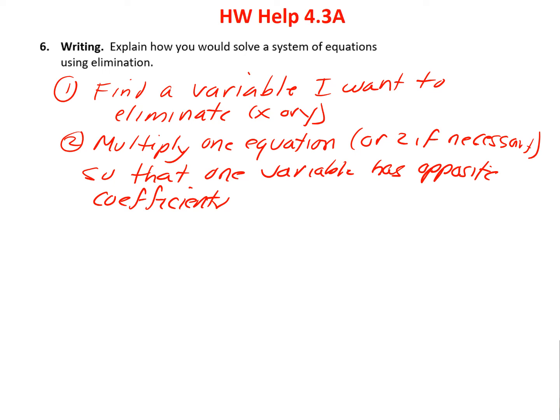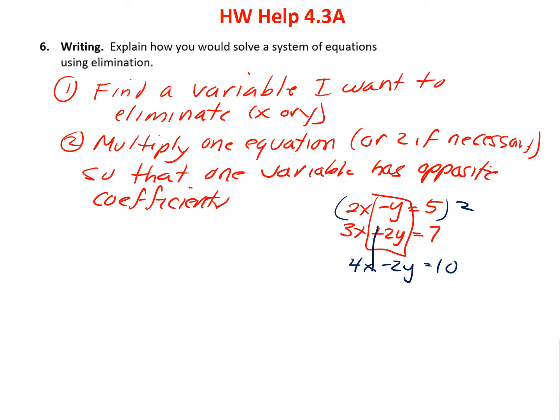Okay? So like in the example we have done before, I'll just make up a problem. If I have 2x minus y equals 5 and I have 3x plus 2y equals 7, I could pick either one, but I'm going to pick this one because I have a plus and a minus, and all I have to do to get the top one to be 2 is multiply the top by 2. Then when I do, this becomes 4x minus 2y equals 10, and now these two can be eliminated, and that's what you're after.